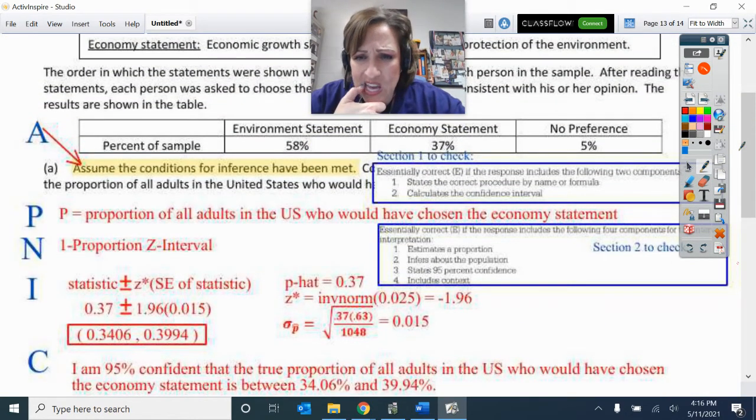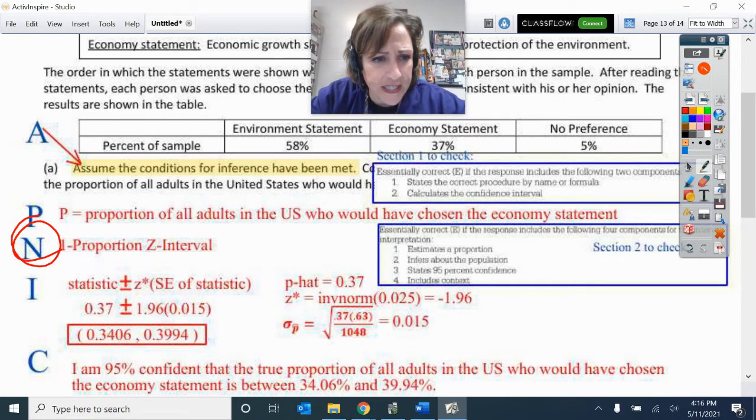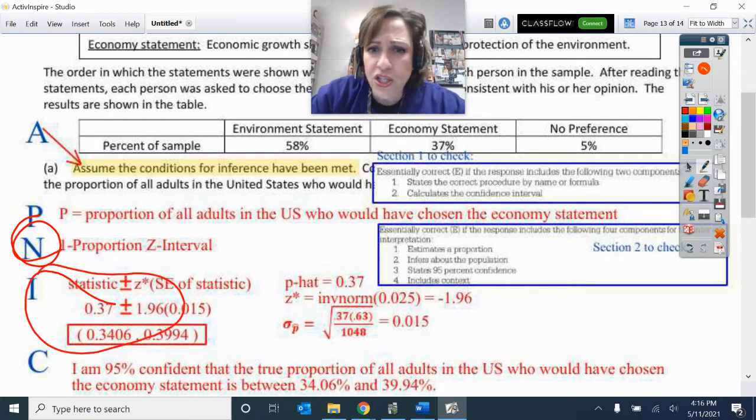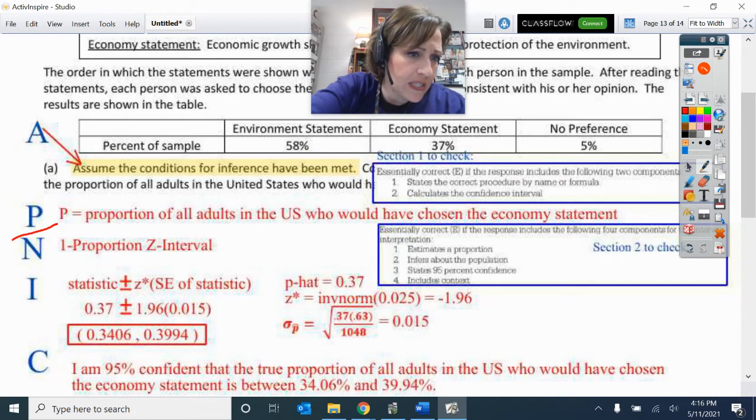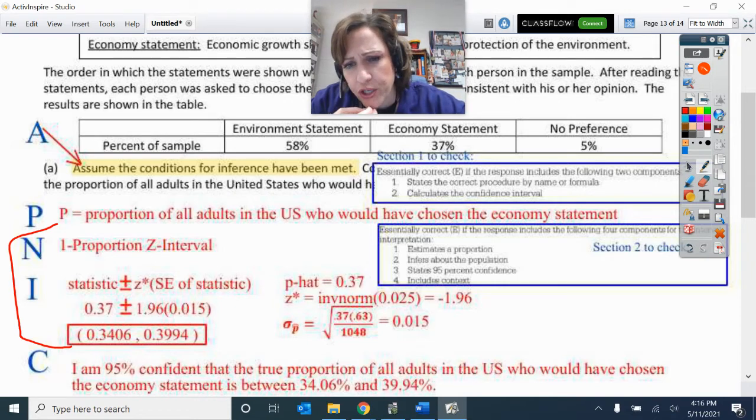So let's actually look at how you got credit. Section 1 that they checked was that you state the correct procedure by name or formula. So that's this. And calculate the confidence interval. So that's this. So to get part 1 correct, you did these 2 things here. All right. Now, next, essentially correct. The next section, section 2, checked this. Estimates a proportion. The essentially correct, if it includes these 4, it estimates a proportion. Okay, we did that.